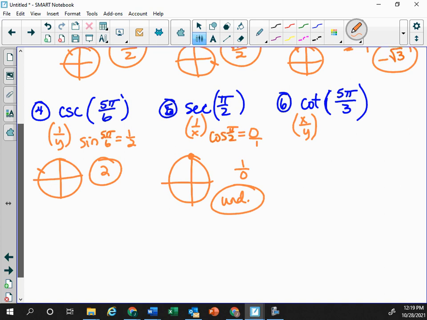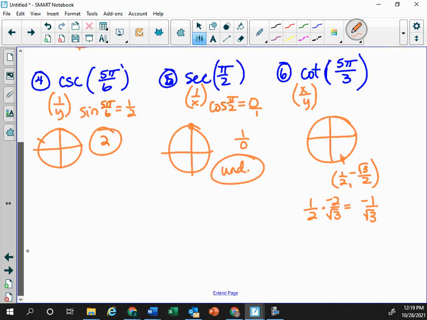Okay, then cotangent. 5 pi over 3, that's down here. Let's see, so the x is 1/2, the y is negative root 3 over 2. All right, I'm doing x over y, so 1/2 over negative root 3 over 2, that's going to be times negative 2 over root 3. That ends up being negative 1 over root 3. When you rationalize it, what do you get? Negative root 3 over 3.